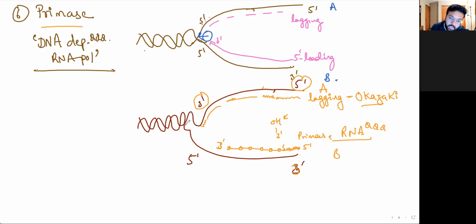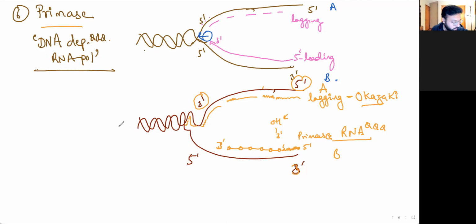Since we are only reading from 3' to 5', every time you open up, let's say you opened up this much, you again lay down a primer here and then you replicate. You keep on opening, you lay down a primer and then replicate. That's your lagging strand, or Okazaki fragments. But you only need to lay down one primer in the leading strand, and you can go all the way up to wherever the helicase ends.